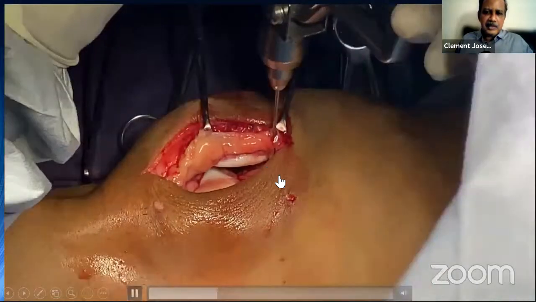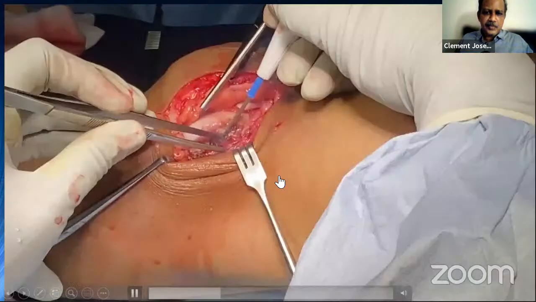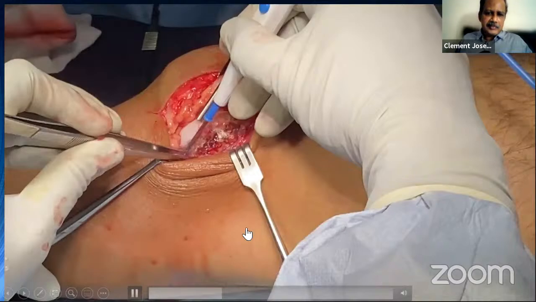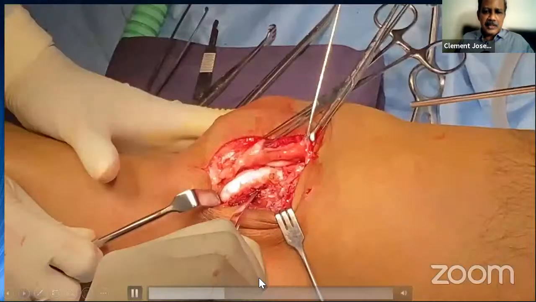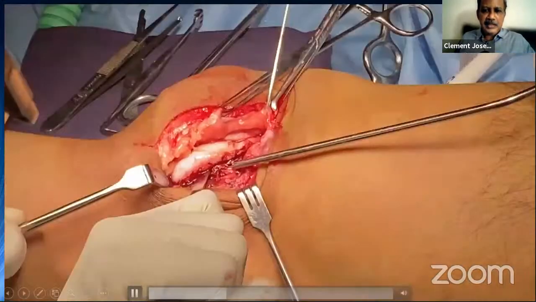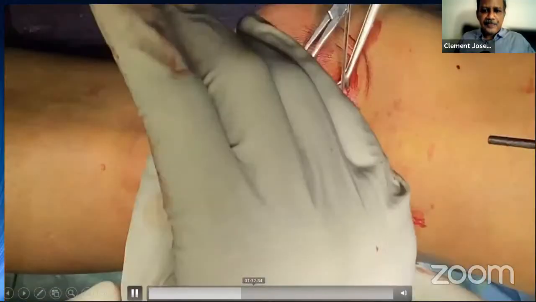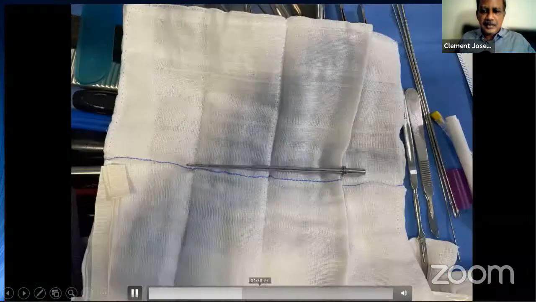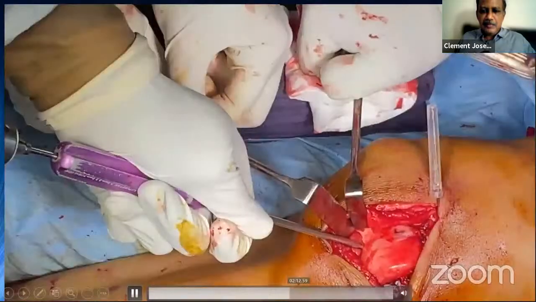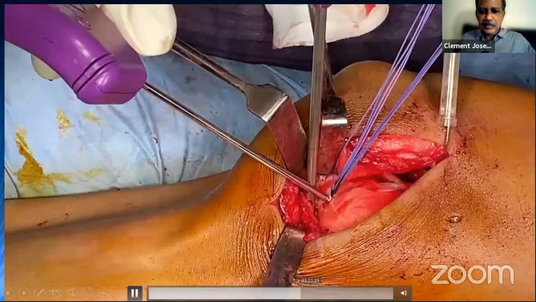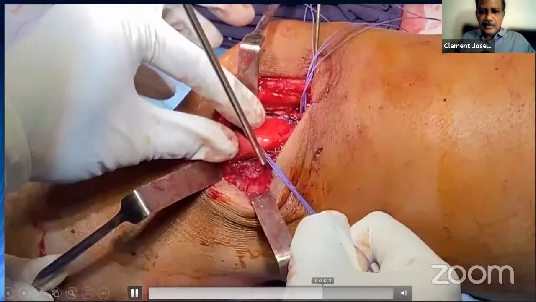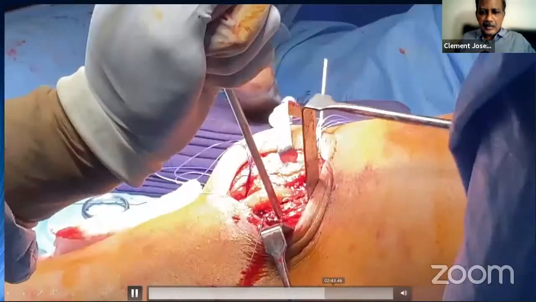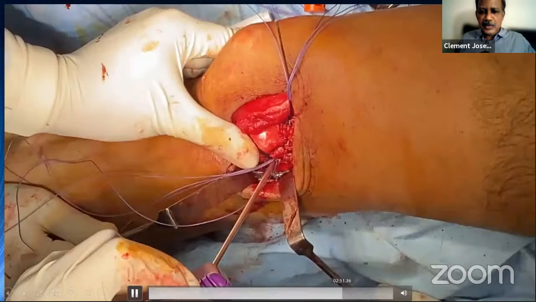So we put K-wires in the supratrochlear area for traction. Then the exposure of the cartilage bone junction, a thin flap being raised, and the same steps. So the new groove is being fixed here. It's a lateral flap repair. The flap is closed with periosteal sutures.